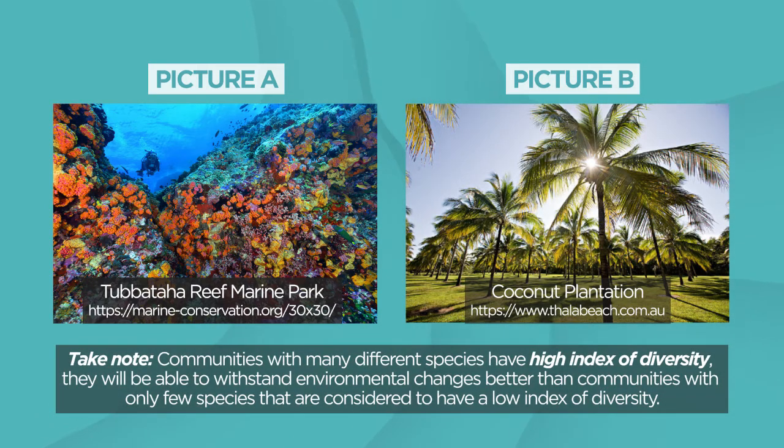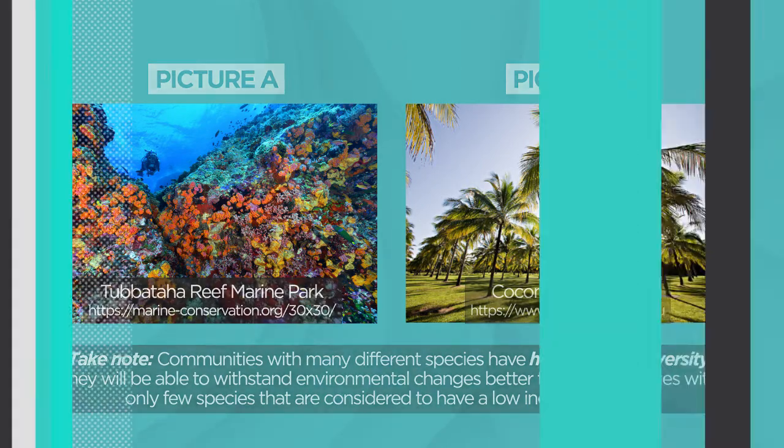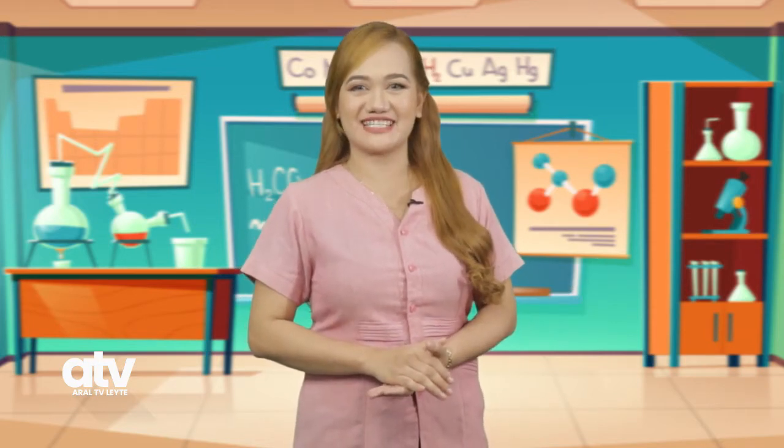Take note, communities with many different species have a high index of diversity. They will be able to withstand environmental changes better than communities with only a few species, which are considered to have a low index of diversity. Species diversity is essential in maintaining ecological balance. Each species has a role in the ecosystem. Do you still remember what biodiversity means? And what is its importance?